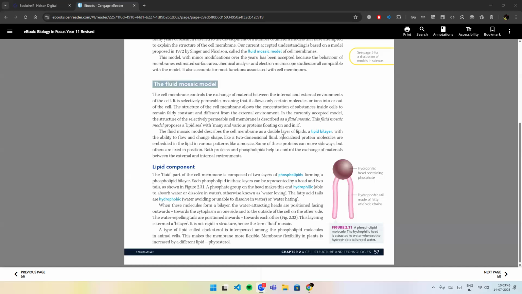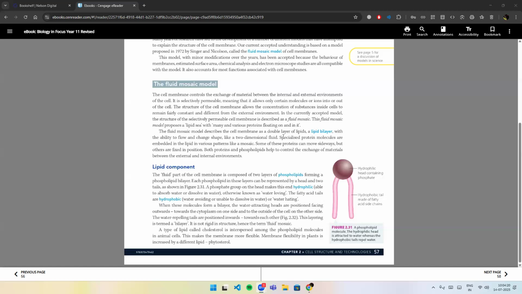Lipid component. The fluid part of the cell membrane is composed of two layers of phospholipids forming a phospholipid bilayer. Each phospholipid in these layers can be represented by a head and two tails as shown in figure 2.31. A phosphate group on the head makes this end hydrophilic, able to absorb water or dissolve in water, otherwise known as water-loving. The fatty acid tails are hydrophobic, water-avoiding, or unable to dissolve in water, or water-hating.